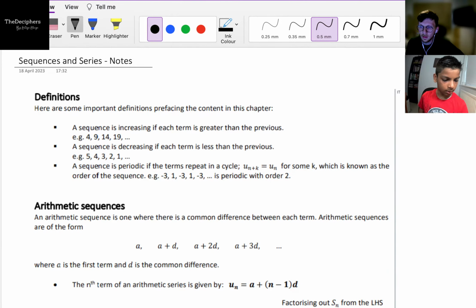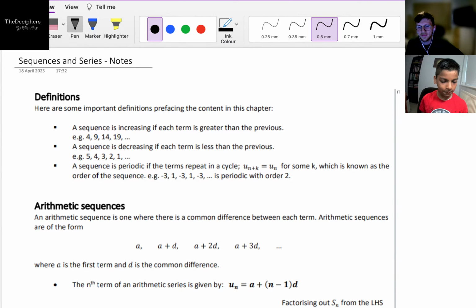So, definitions. Here are some important definitions prefacing the content in this chapter, even though it isn't a chapter. A sequence is increasing if each term is greater than the previous. So, for example, 4, then 9, then 14, then 19. A sequence is decreasing if each term is less than the previous. So 5, 4, 3, 2, 1, blast off! Not including blast off, of course.